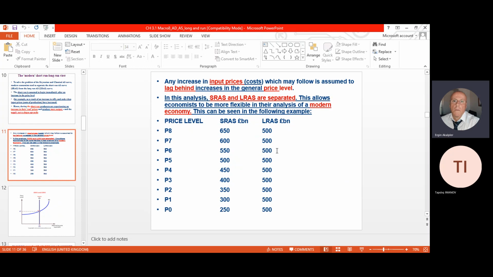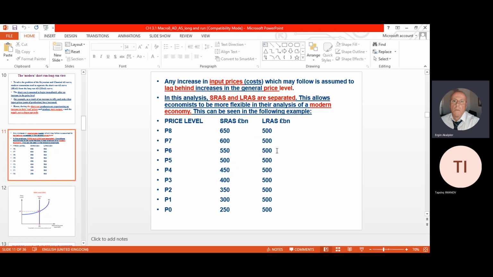As you see, the price level is going from up to down or down to up. The short-run aggregate supply starts from 250, goes through 300, 350, 400. But when you look at the long-run aggregate supply, unfortunately, it becomes fixed and it is always 500 where it is at P5.